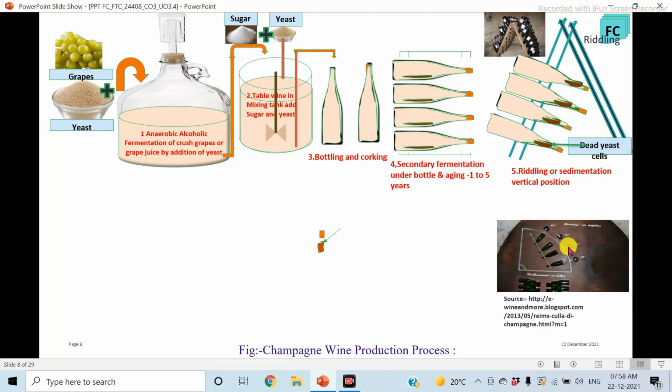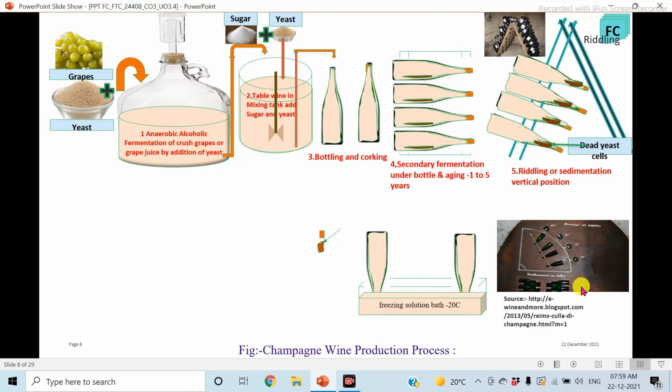The angle of the position is changed with respect to time, and finally the bottles in horizontal position are converted into vertical positions. In between, the sediment particles collect near the neck of the bottles, and this collected sediment is removed by passing the bottles into the refrigeration bath.